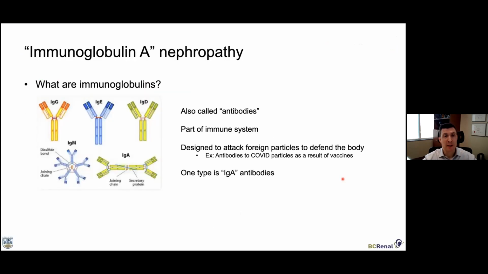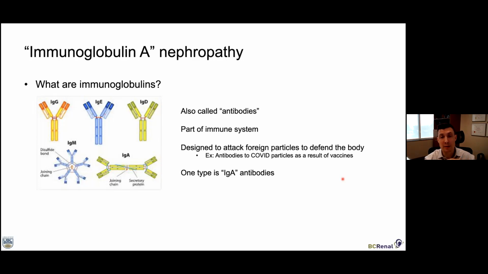Well, IgA nephropathy stands for immunoglobulin A nephropathy. And so what are immunoglobulins? Well, immunoglobulins are the same thing as antibodies, and these are part of the immune system. And they're actually designed to attack foreign particles and defend your body against foreign particles. I think we've all quite tragically become very aware of antibodies as part of the recent COVID pandemic, because one example of measuring antibodies is the antibody response to foreign particles as part of a COVID vaccine that we've all been aware of.